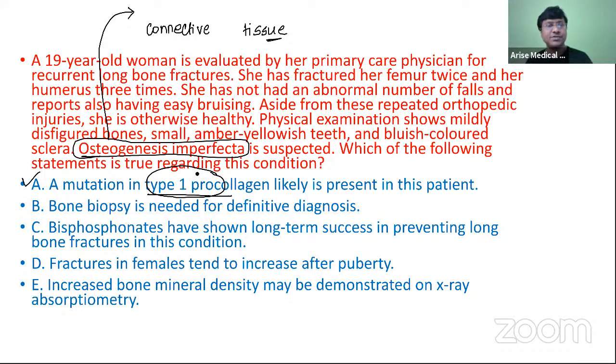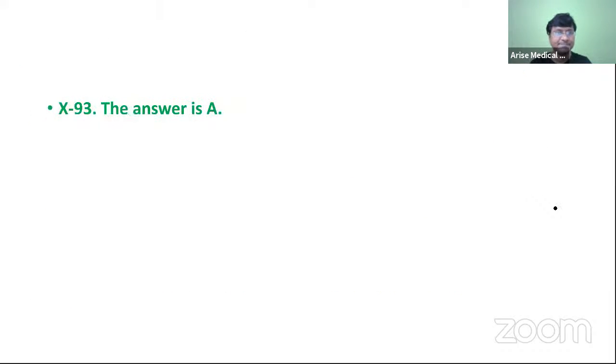Now, how many types of osteogenesis imperfecta do you have? You have two types, type 1 and type 2. Now let me discuss both the types. I will tell you important points about both, but you should know that osteogenesis imperfecta is due to a mutation in type 1 procollagen.